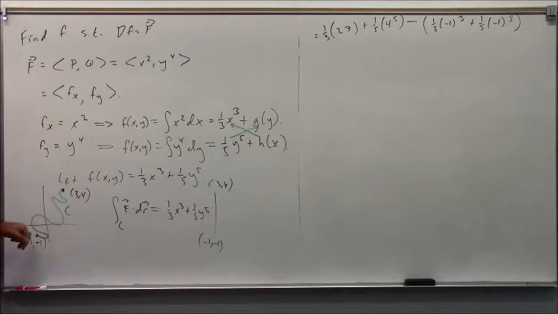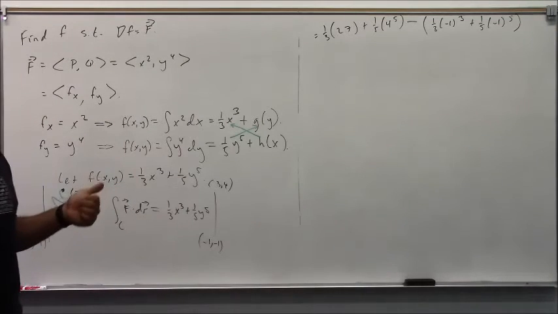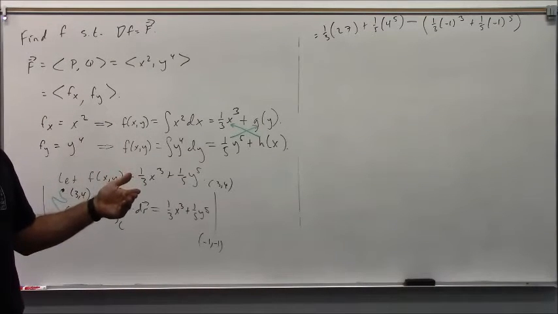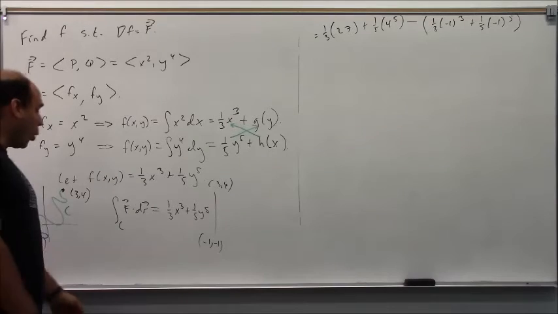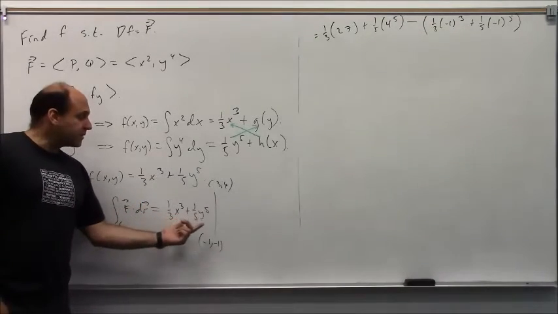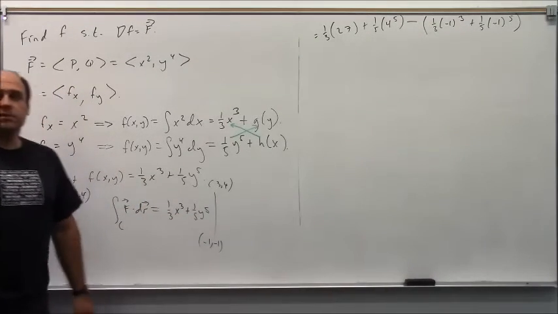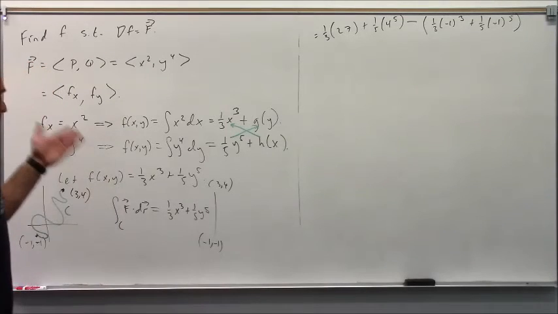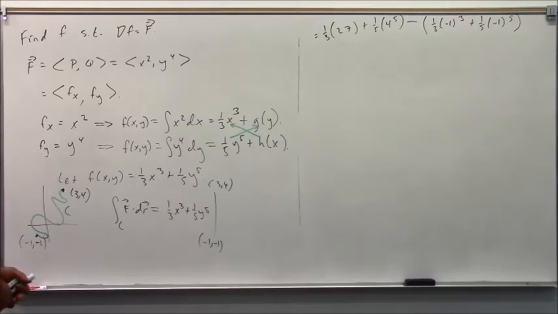Now, if I'm given a path that I can parameterize, then I have a choice, right? I can go ahead and parameterize the path and compute the path integral the way we used to. Or, if I have a conservative vector field, I can find this potential function, hopefully, and just apply the fundamental theorem for line integrals. But when you have a choice, go with the easier way.